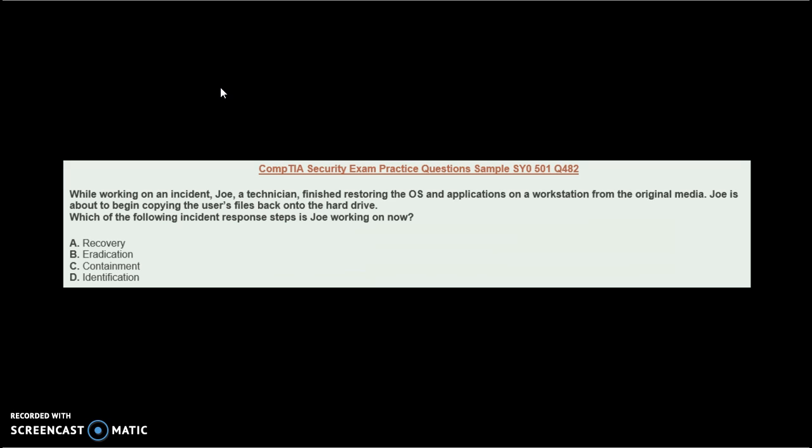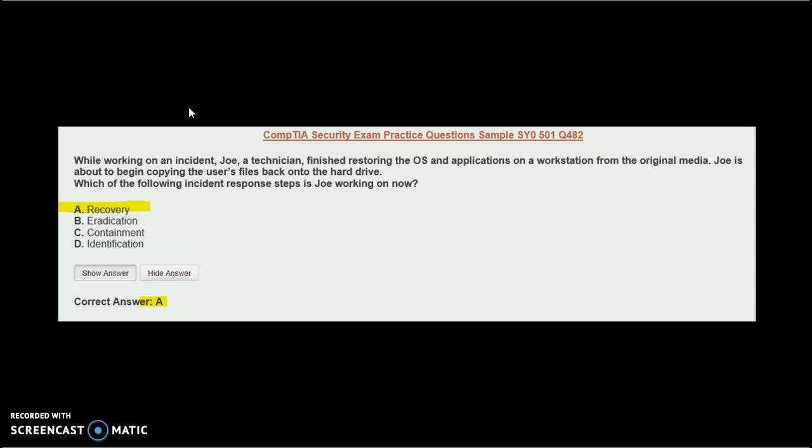While working on an incident, Joe, a technician, finished restoring the operating system and applications on a workstation from original media. Joe is about to begin copying a user's files back onto the hard drive. Which of the following incident response steps is Joe working on now? That is recovery. He's trying to get the user back up and running, so recovering everything to how it was before.